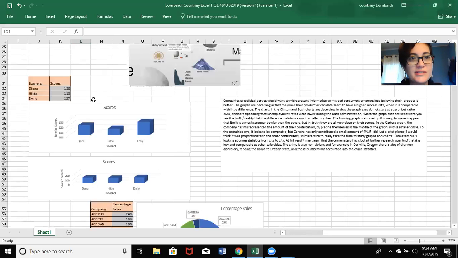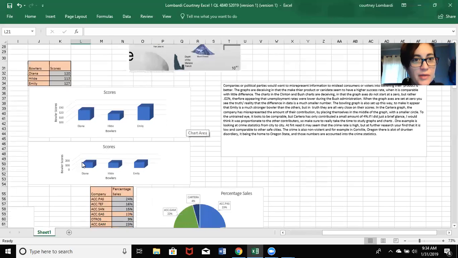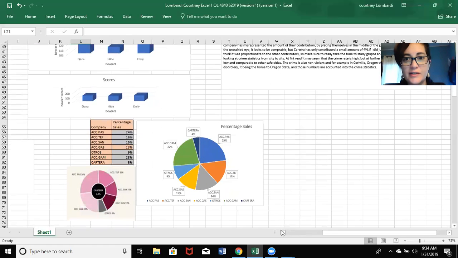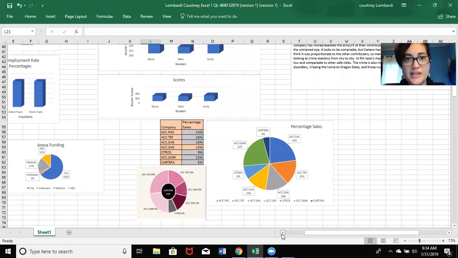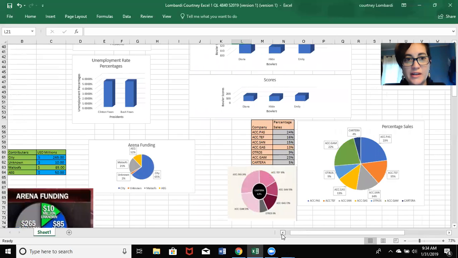Even here, it's deceiving in the bowling chart. Diana has 120, Hildy has 113, Emily has 127, and over here, Emily looks like she's going over 130. When you set the y-axis at 0, they're all very close. They had a challenging game there. So make sure that you're looking at your graphs and fully understanding what you're reading there, what's going on.